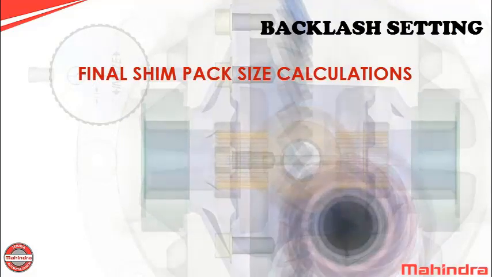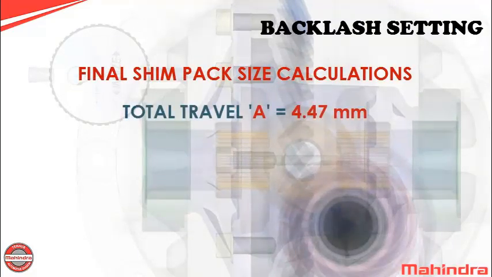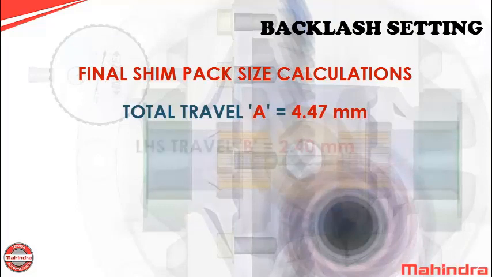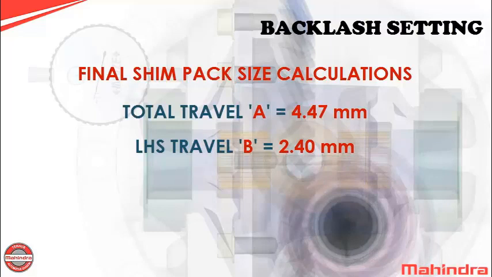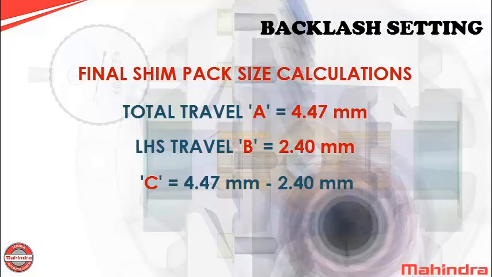Final shim pack size calculation. If total travel A is equal to 4.47 mm and left hand side travel B is 2.40 mm, calculate right hand side travel from the formula C is equal to A minus B. C is equal to 4.47 mm minus 2.40 mm, that is C is equal to 2.07 mm.